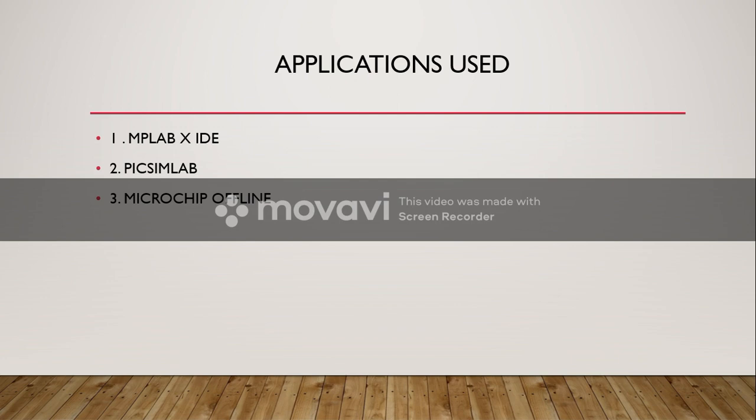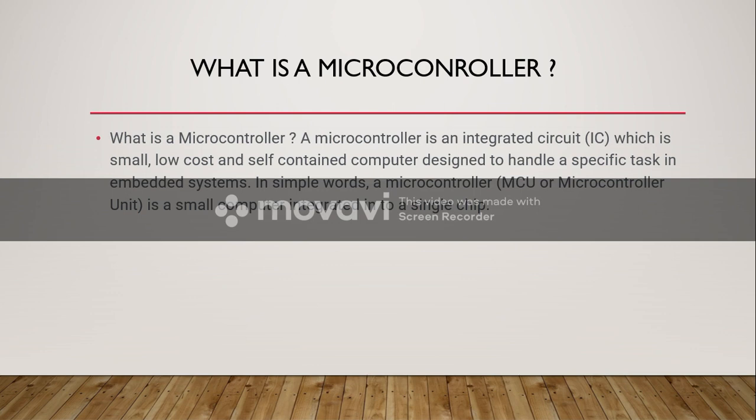Such as, for example, LCDs and push buttons for simple outputs and inputs, and some more complex ones like the Ethernet shield for internet connection or the color graphic display with a touch screen. So there are many parts which we can include into our Pixim lab, and another one is Microchip offline, which we have used to compile whatever we make.